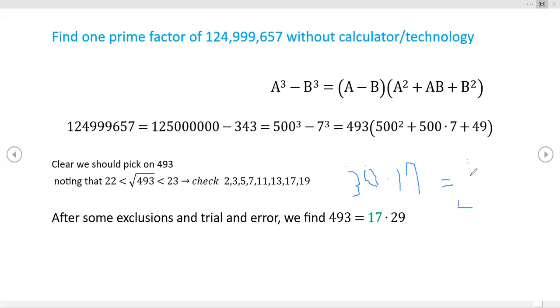Y'all, this is pathetic. I apologize for this. It's just the way it is in this part of the world.